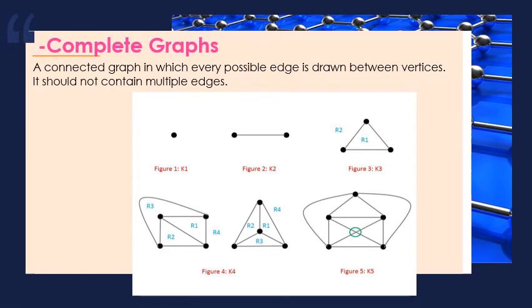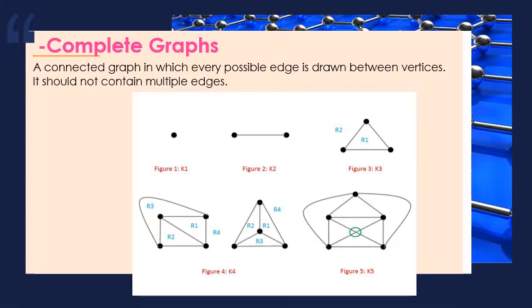So, now we have the complete graph. A connected graph in which every possible edge is drawn between vertices. It should not contain multiple edges, so no multiple edges, then every possible edge is drawn between vertices. So, it is a complete graph.